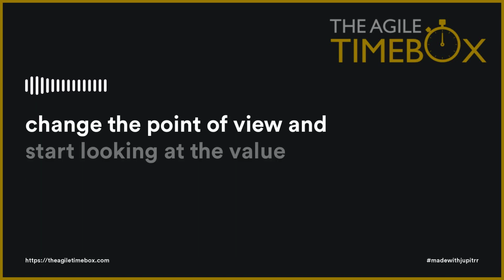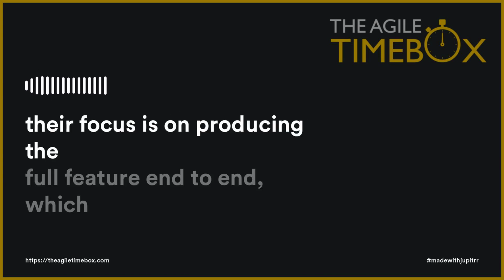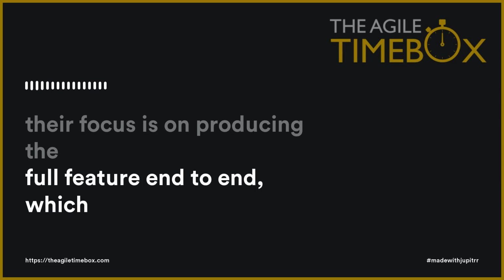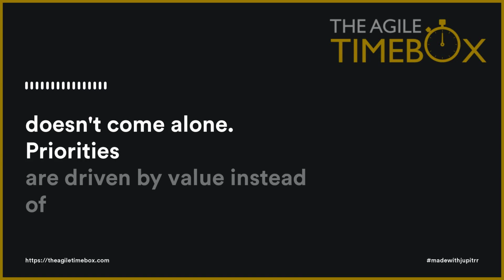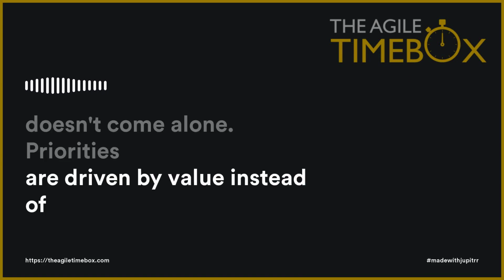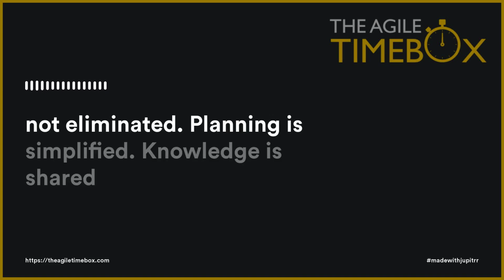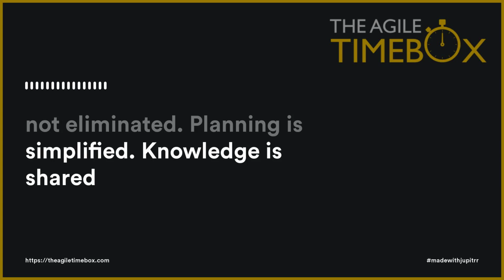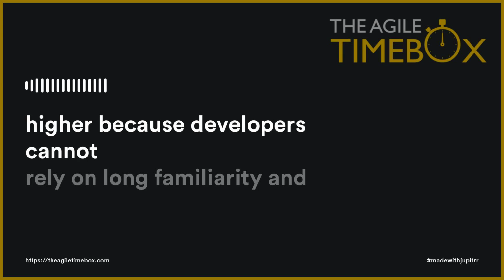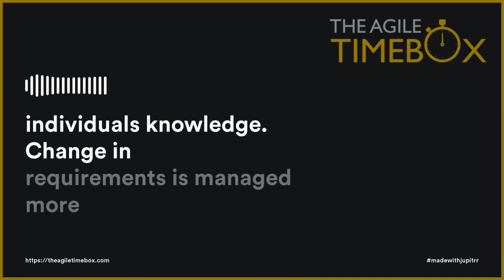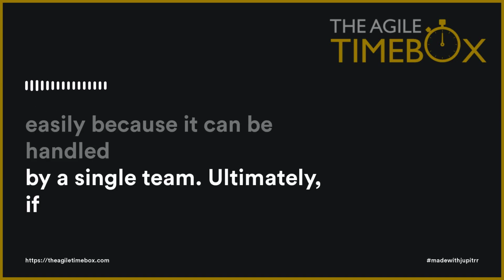But as soon as we change the point of view and start looking at the value delivered, feature teams are incredibly faster, because all their focus is on producing the full feature end-to-end, which helps to significantly reduce the time to market. And this benefit doesn't come alone. Priorities are driven by value, instead of arbitrary preferences. Cross-team dependencies are minimized, if not eliminated. Planning is simplified. Knowledge is shared in a natural way. Code quality and standards are generally higher because developers cannot rely on long familiarity and individual knowledge. Change in requirements is managed more easily because it can be handled by a single team.